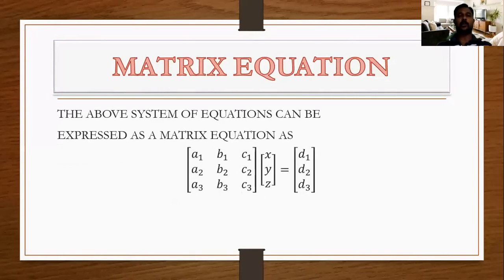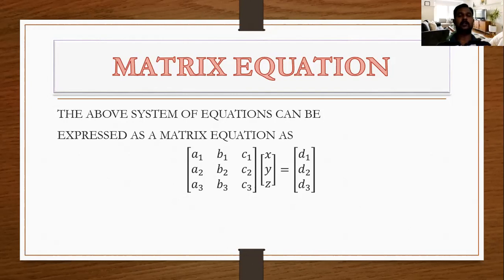So the above system of equations can be expressed as an equation using three matrices. See the first matrix, it is a 3 by 3 matrix. Can you identify the elements? a1, b1, c1 are the coefficients of x, y, and z in the first equation. Similarly, a2, b2, and c2 are the coefficients of the variables in the second equation. Very similarly, a3, b3, c3 are the coefficients of x, y, z in the third equation. Therefore, the first matrix is constituted using coefficients of the variables only. That is why the first matrix, that 3 by 3 matrix, is named the coefficient matrix.